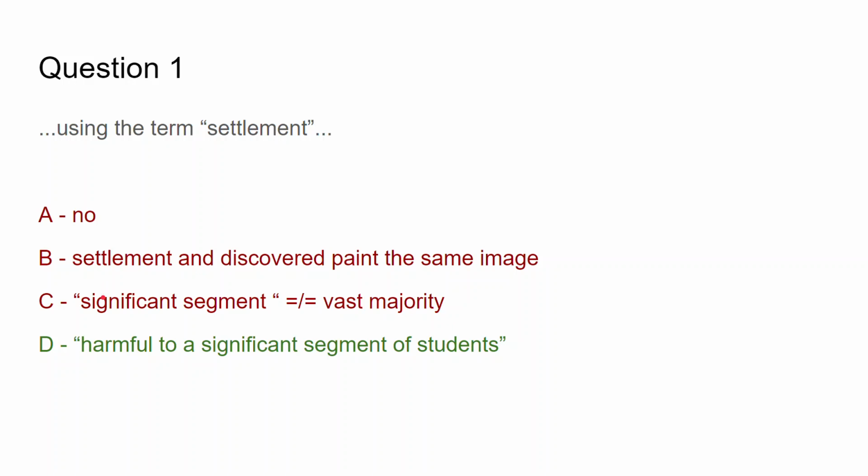And then C says unacceptable to the vast majority of Australians. Now this is one that you probably would have gone for if you didn't pick D, and you might have been tipped off to the phrase significant segment. Just remember, significant segment does not mean vast majority. Significant segment is referencing the Aboriginal and the Torres Strait Islanders. They are not the vast majority. So that is why C is incorrect.